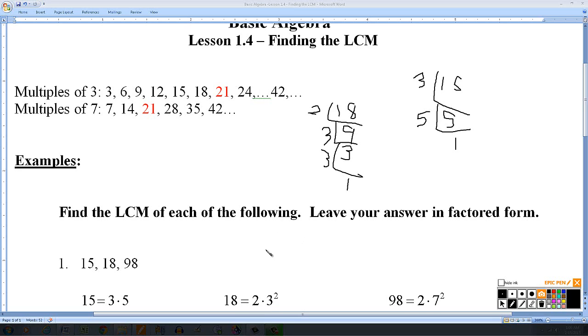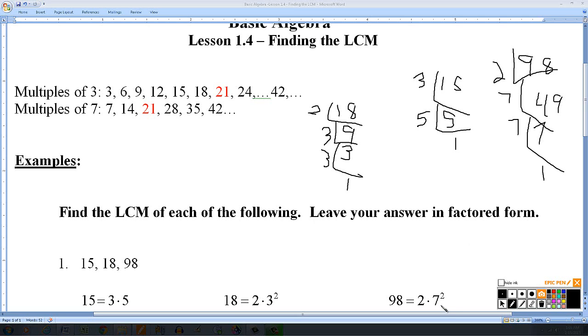In the same way with 98, if I wanted to prime factor it, again, the smallest prime that divides it is 2. 2 into 98 is 49. The smallest prime that divides 49 is 7. 7 into 49 is 7. And the smallest prime that divides 7 is 7. Okay, so I stop there. So the product of 2, 7, and 7 is the prime factorization. I write the 7 times 7 as 7 squared. So there you have it.